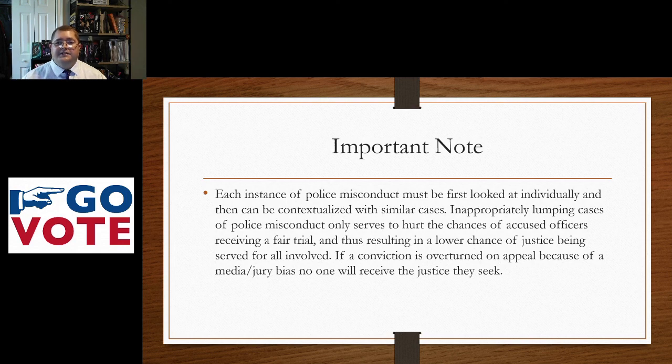So those are the things that we need to look at and address going forward if we expect to see any major changes in the way that police are using force, and the way that they are held to account for the uses of that force.